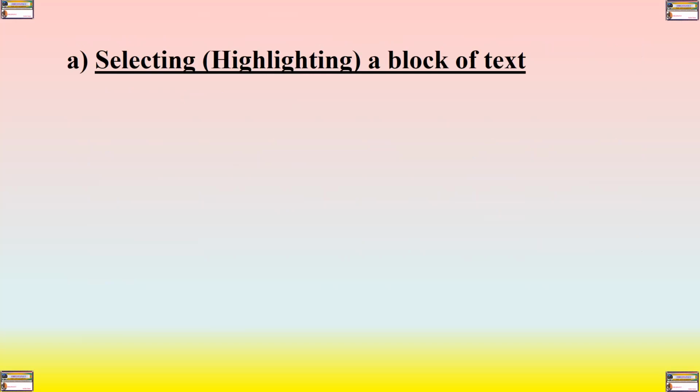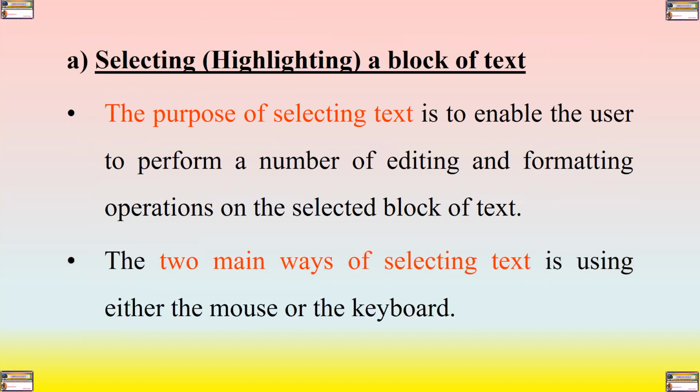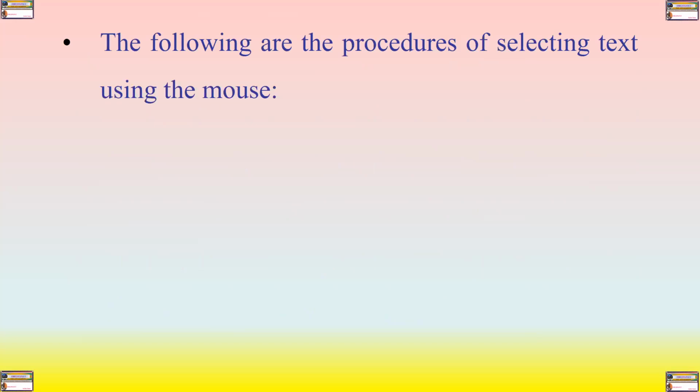So how do we select a block of text? The purpose of selecting text is to enable the user to perform a number of editing and formatting operations on the selected block of text. The two main ways of selecting text are using either the mouse or the keyboard. The following are the procedures of selecting text using the mouse.